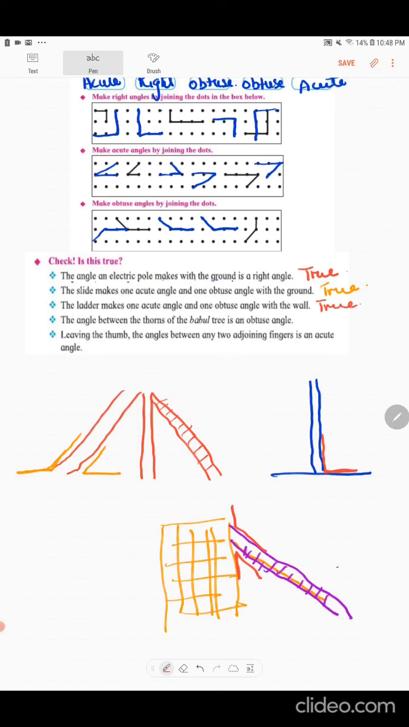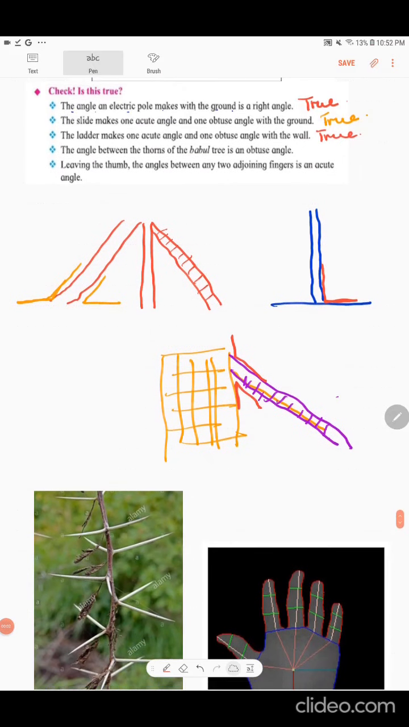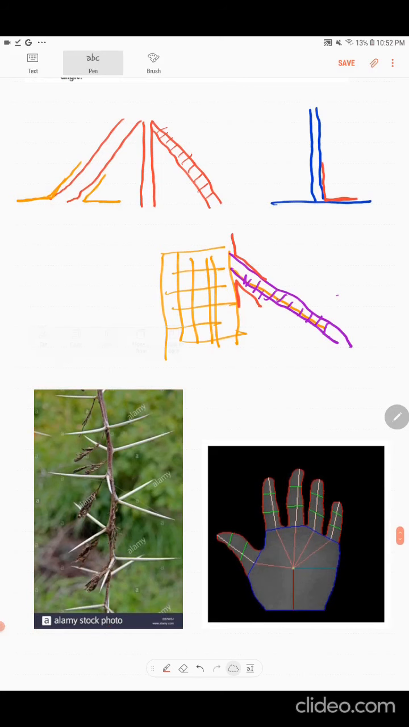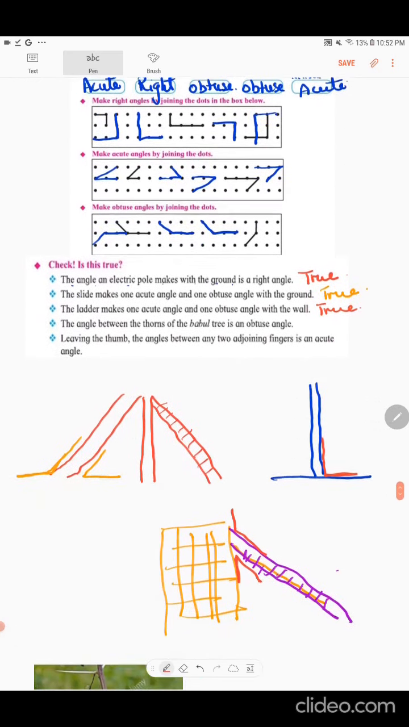The angle between the thorns of a babul tree is an obtuse angle. Now children, have you seen a babul tree? So the angle between the thorns of a babul tree is an obtuse angle. Now children, see, this is the babul tree and these are the thorns. So is it an obtuse angle? No, it doesn't seem to be an obtuse angle. It is either an acute angle or a right angle. So this is a false statement.